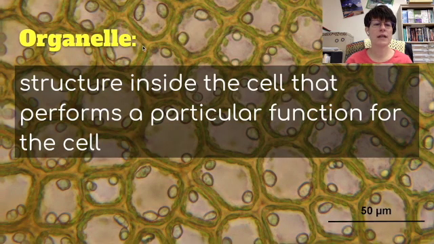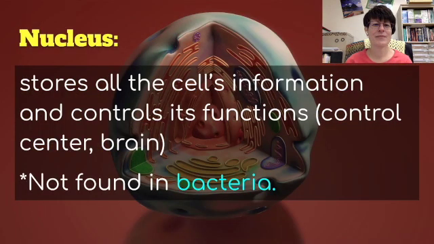Now, an organelle that I mentioned, this is a structure inside the cell that performs a particular function for the cell. And there are many of these organelles. Remember, the cytoplasm is not an organelle, so now you understand that a little better. The first organelle I want to talk about is the nucleus. This stores all the cell's information and controls its functions. Sometimes we call it the control center or the brain.